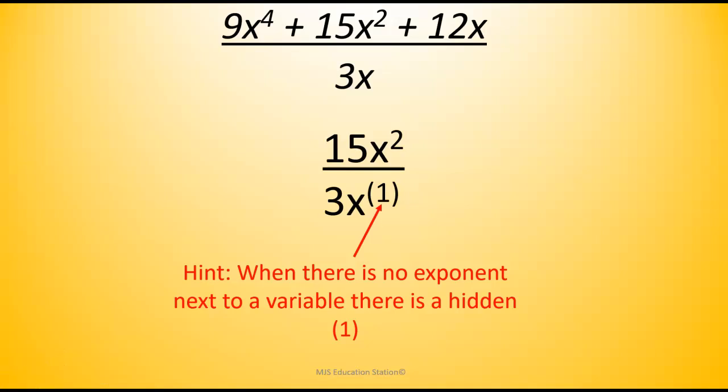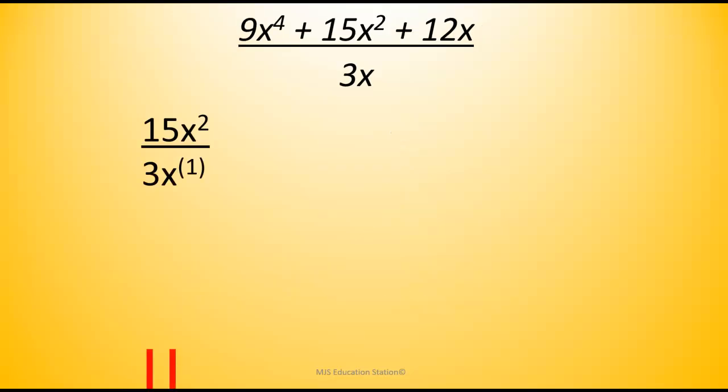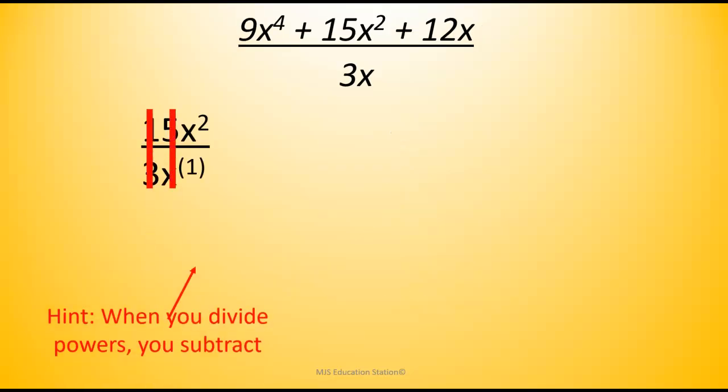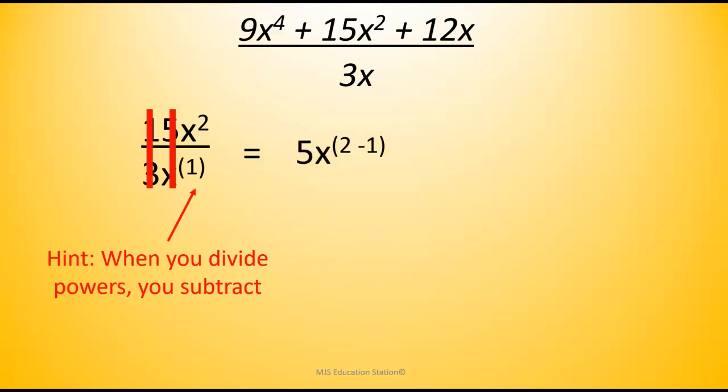I will show you those steps here again. Hint, when there's no variable, there's a hidden 1. So again, 15 divided by 3 is 3. 2 minus 1 is 1. So we get 5x to the first, or just 5x.